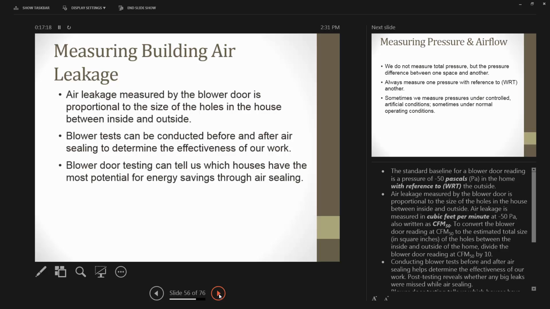So we'll talk about the potential size of holes in the house, and we'll calculate how to do that here in just a bit. It can be done before or after air sealing, and this is where, coming into building energy efficiency improvements, it's a great technique for setting the baseline. So when you're coming into an existing building or an existing house, utilizing the blower door and the calculations that go along with it can give you a baseline of actually what kind of energy use intensity that building has.